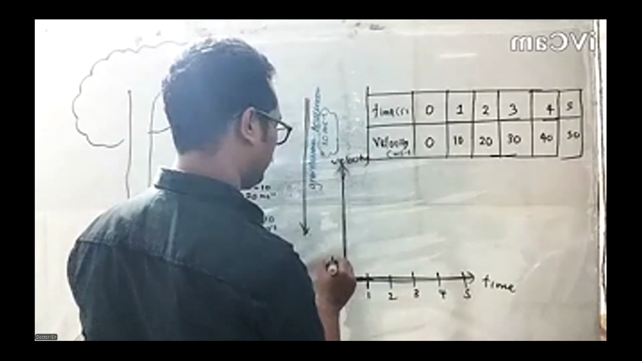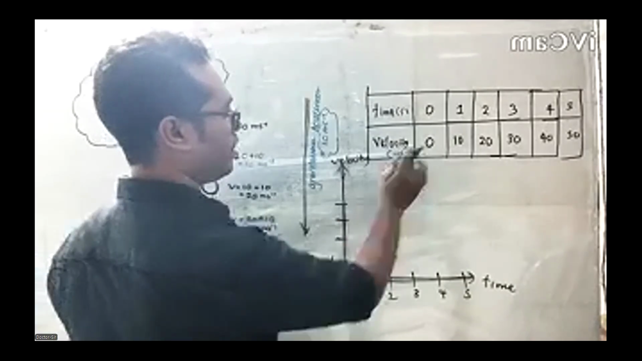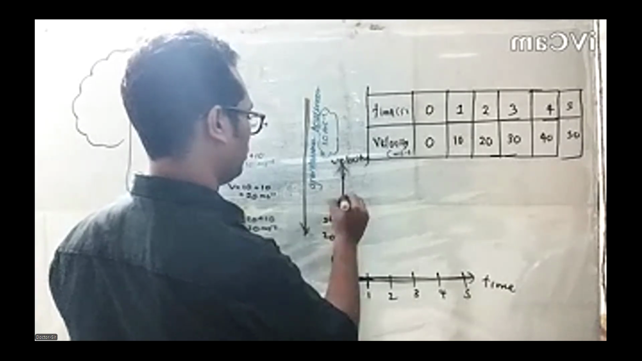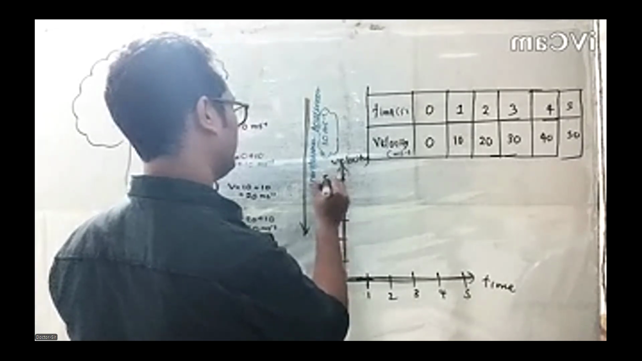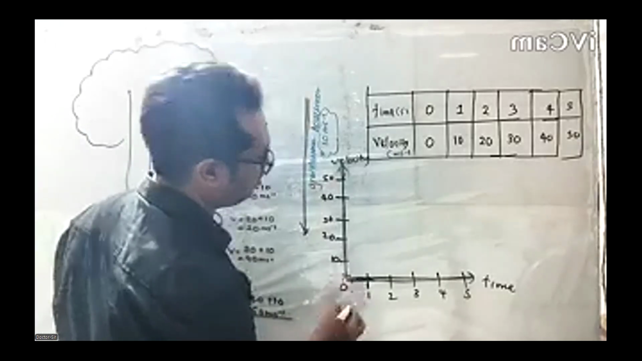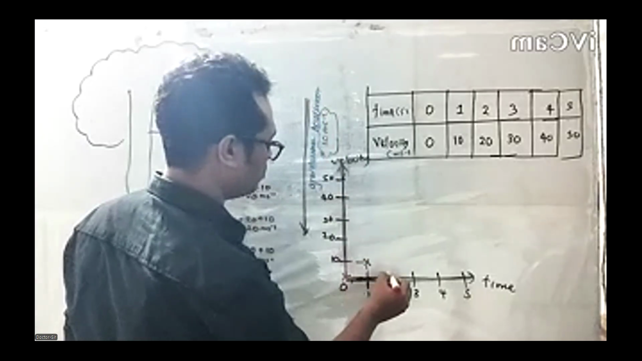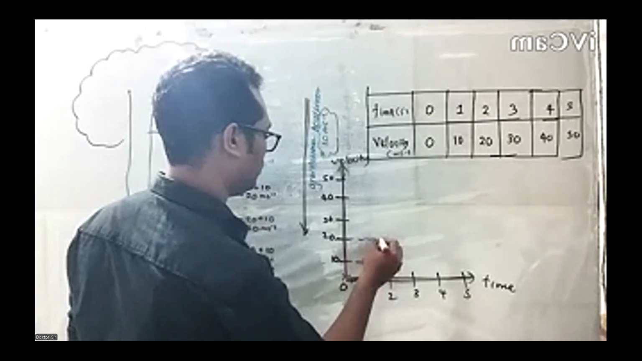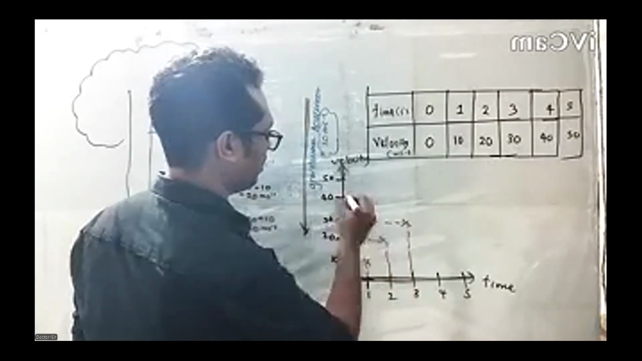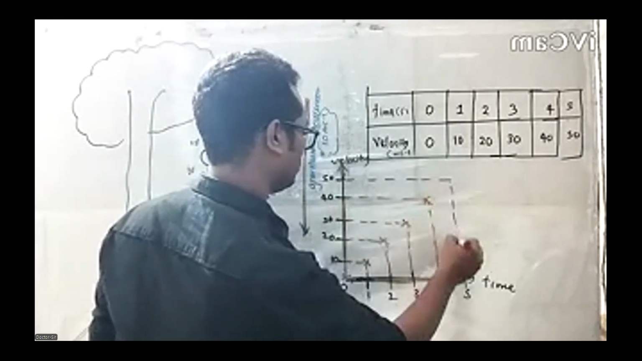Then again, not 1, 2, 3. The velocity increases by 10 by 10. So it is 0, 10, 20, 30, again 40, again 50, right? Okay, now 0 time 0 velocity, so it's here. Now 1 second 10 velocity, that is here. Then 2 seconds it's 20 velocity, it should be here. Then 3 seconds it's here, right? 4 seconds it is here, 5 seconds it is here, right?